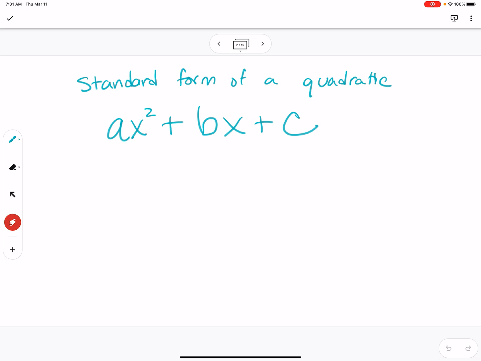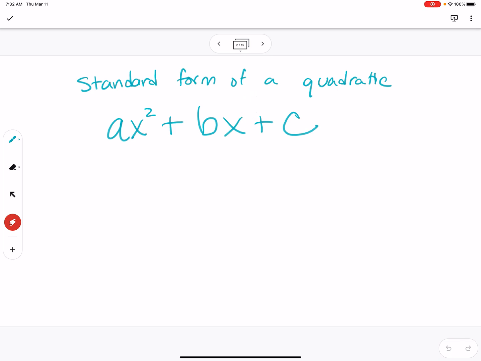So let's start off talking about what, in fact, a quadratic equation looks like. This here is standard form of a quadratic. We talked about standard form in a previous unit. We know that is when we list an expression from biggest to smallest, looking at the exponents. So here we see that our exponents do, in fact, go from biggest to smallest.